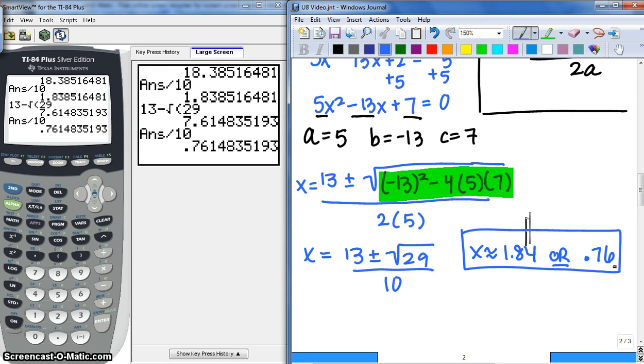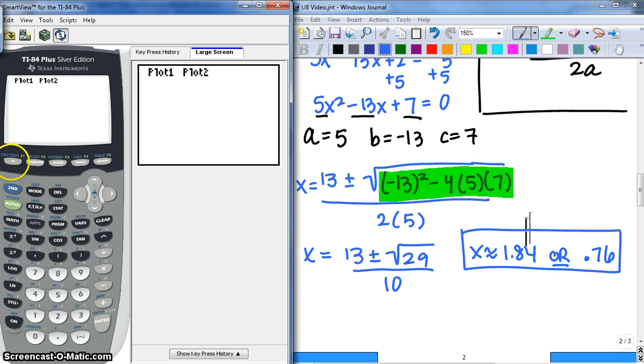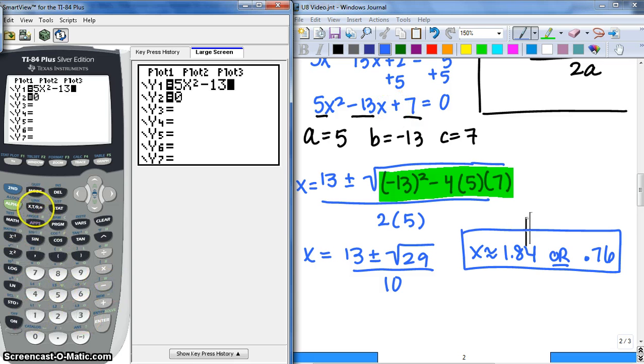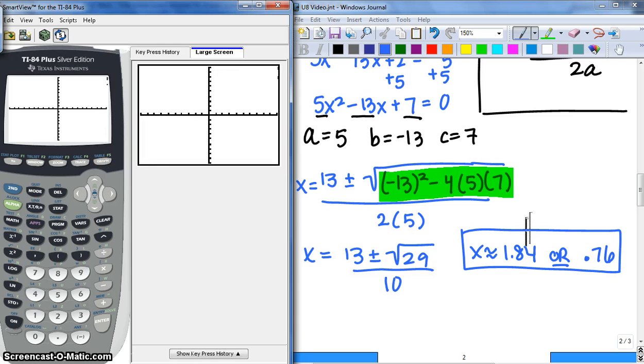And these numbers do have meaning. What they're representing is the x-intercept of this graph. So back in Unit 7, we would type this guy in, and we would see where he intersected the x-axis. So I go ahead, I type it in, and I graph. And this 1.84 is your intercept right here, and your 0.76 is your intercept right there. This is just another way to find these x-intercepts.